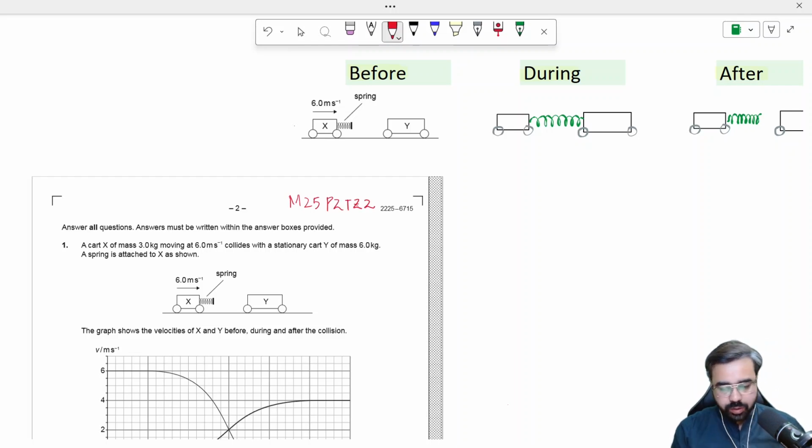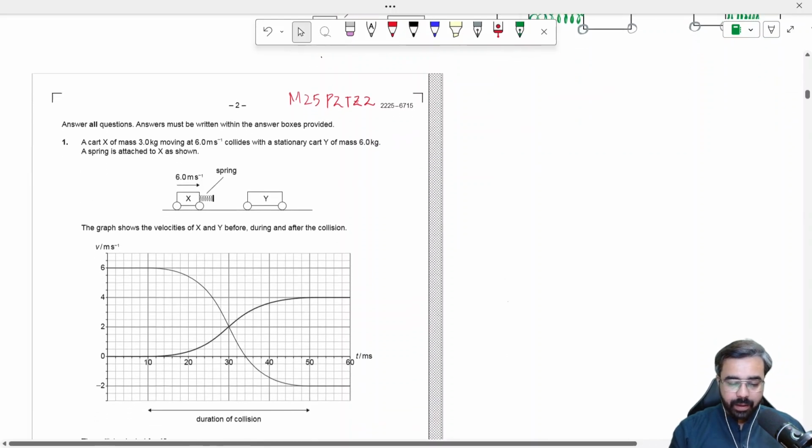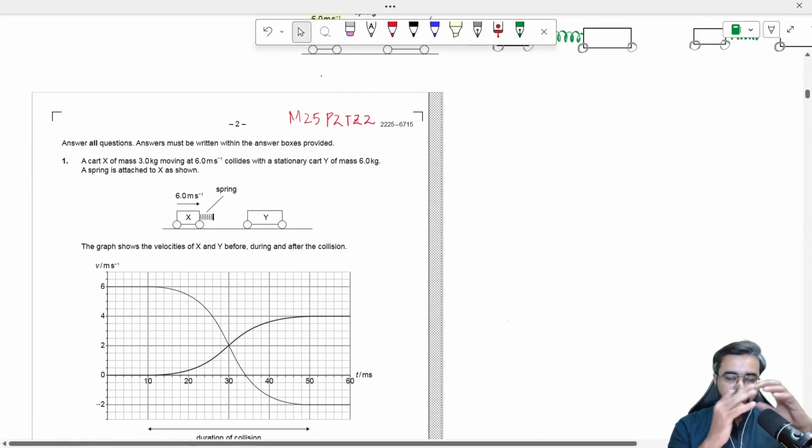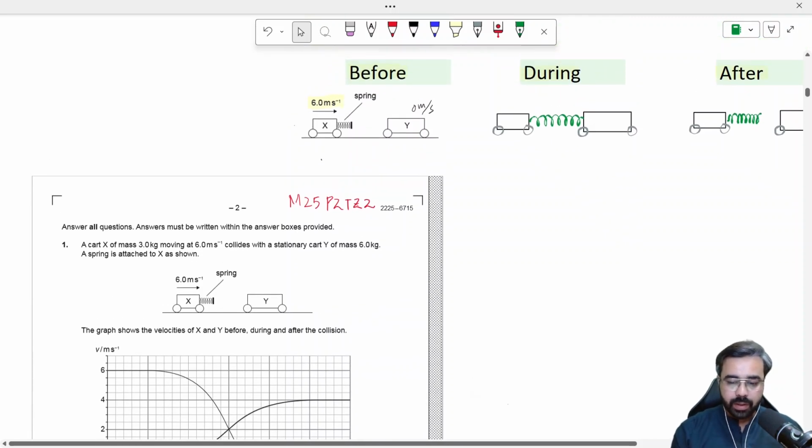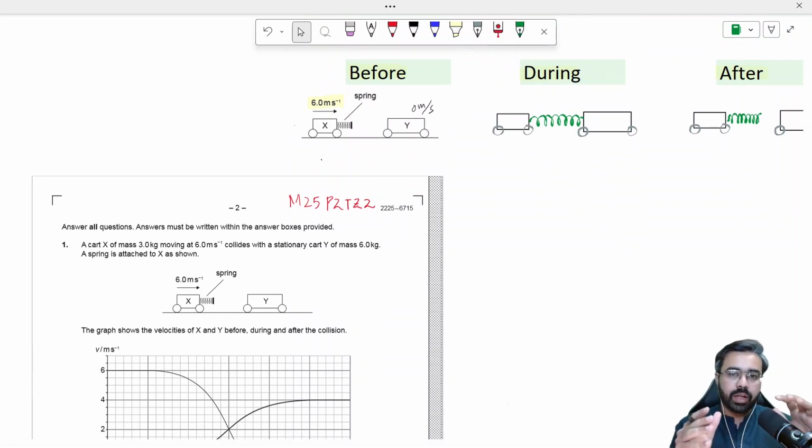Okay. So this question is about two carts, one cart that is moving with the speed 6 meters per second and the other cart which is at rest right now. So the cart X collides with the Y, and during this collision, which I will show you the different phases of, the force is variable. That force which is exerted by X on Y and Y on X, that force is variable.